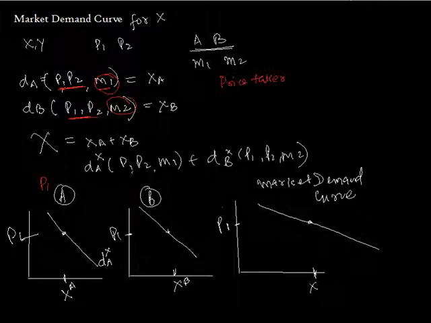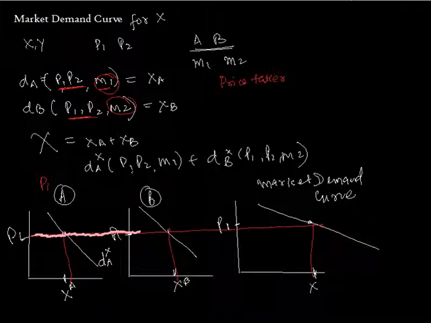So the market demand curve is the horizontal sum of the individual demand curves. Remember, this is the horizontal sum of individual demand curves. Horizontal sum. Okay, can you see this? This is the horizontal sum of individual demand curves. I've just horizontally added the different demand curves in order to derive the market demand curve. So this is important.